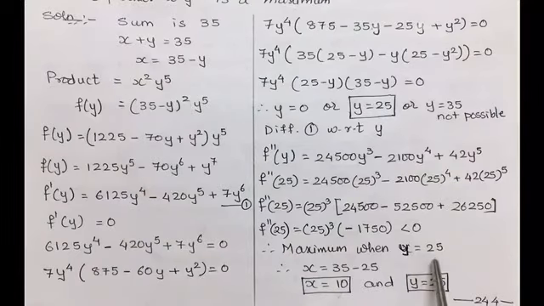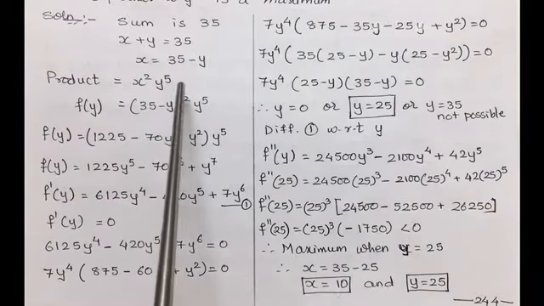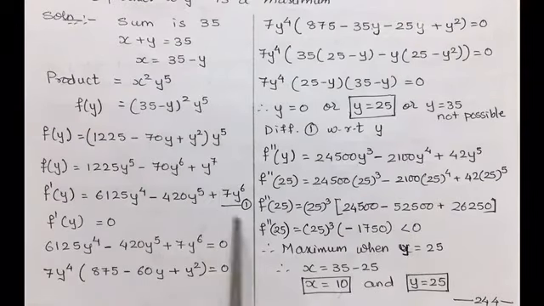So keeping this value of y as 25 for calculating x in the 35 minus y statement, we got x equal to 10. So the two numbers are x equal to 10 and y equal to 25.